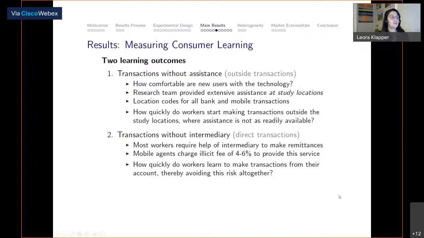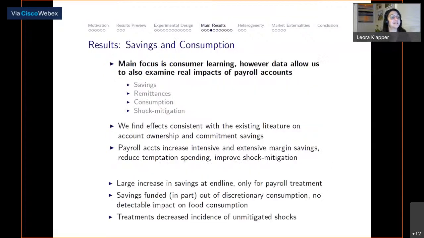Secondly, now jumping into our results on consumer learning. We have 2 learning outcomes that we're interested in. The first is transactions without assistance. Let me go back 1 slide. In addition to the more general effects, we also are interested in any heterogeneous effects for women.